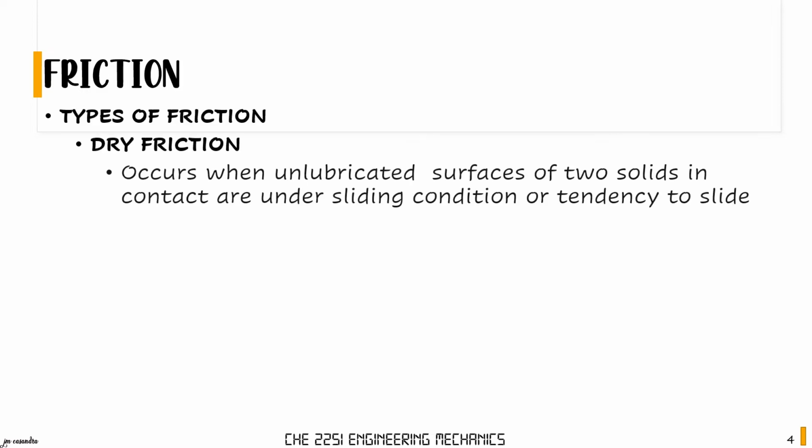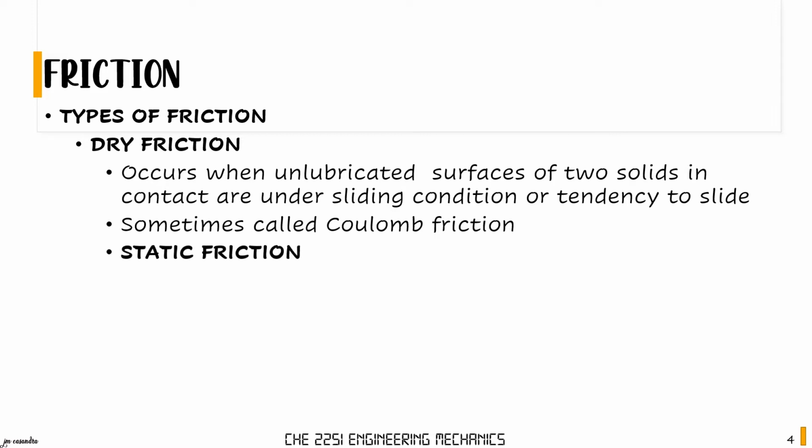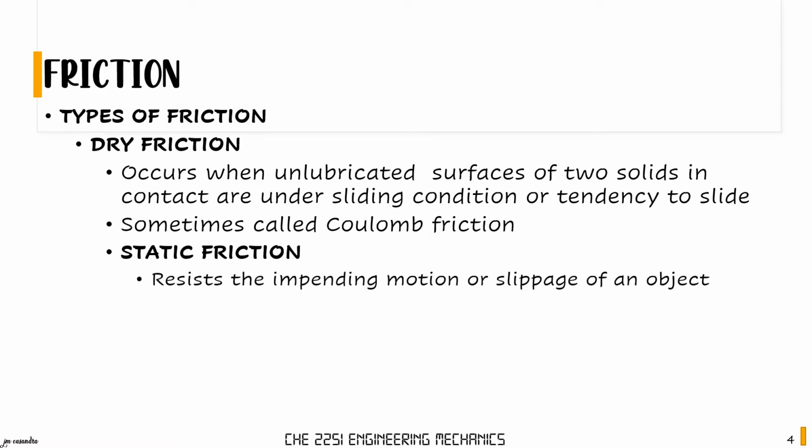For dry friction, this occurs when unlubricated surfaces of two solids in contact are under sliding condition or tendency to slide. It is sometimes called the Coulomb friction, as Augustin de Coulomb is one of those who studied it extensively. A form of dry friction is what we call static friction, which is a force that resists the impending motion or starting motion or slippage of an object.